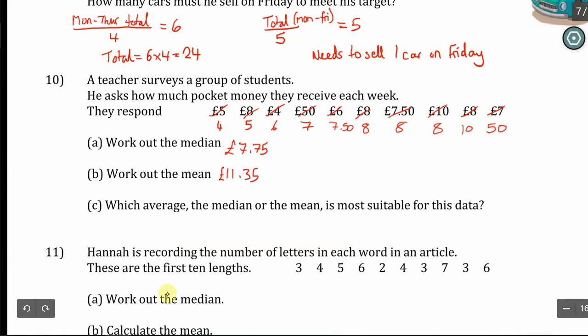Which average, the median or the mean, is the most suitable for this data? Now this is a really important question, and it's good that you have an understanding of this. How many of these students earned this amount, the mean amount? Well, not all but one of them didn't earn that much. Only one earned over £11.35, so it's not a very good average. The reason it's not a very good average is that this person here who earned £50 has pulled the mean up. Extreme values affect the mean. So the better average to use in this case is the median, as the median is not affected by extreme values.